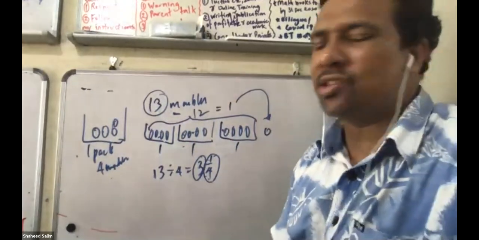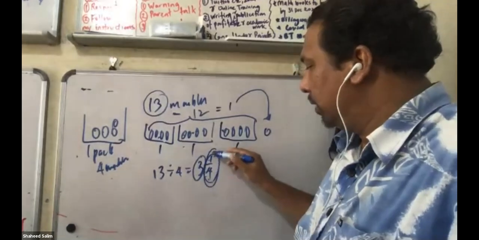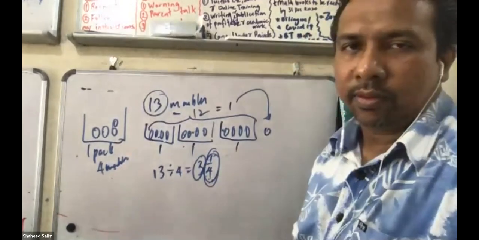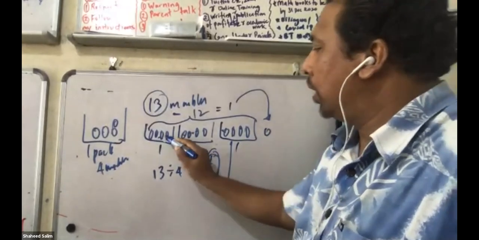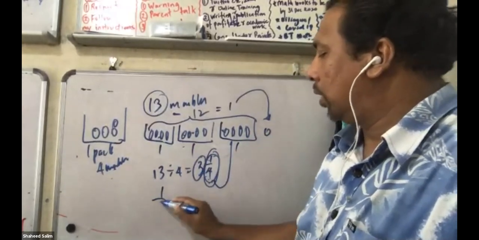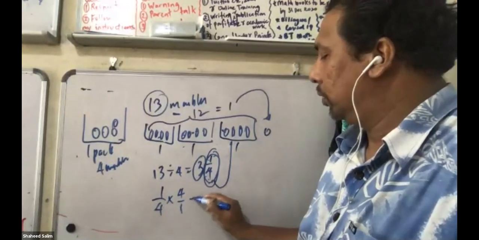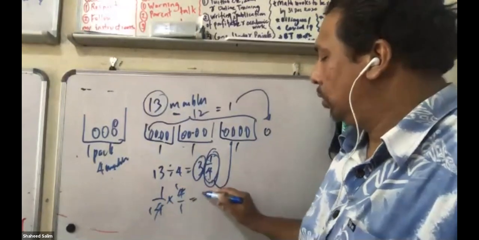But you say it's very troublesome. I want to use this quarter. This quarter is what? A quarter of the packet. You want to get the 1. 1 container has 4, right? Take 1 quarter times 4. You get 1.